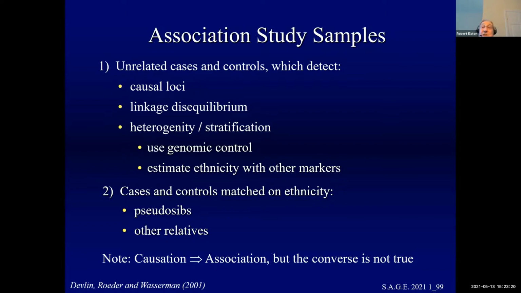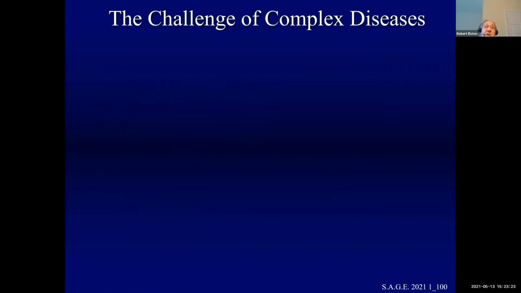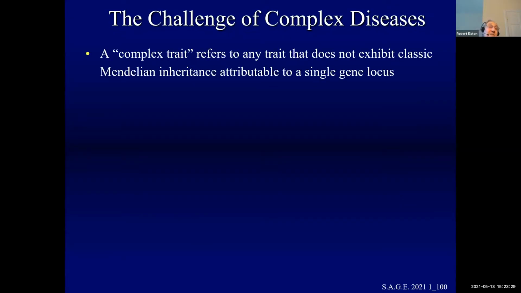So what's the challenge of complex diseases? Oh my, complex diseases. So what's a complex trait even? I had great difficulty finding out what that meant a long time ago. I was asked to give a talk about it. I said, I have no idea what a complex trait is, so I'll talk about, I think I called it, a multivariate trait. Anyway, the whole point about what people mean by a complex trait is that it refers to any trait that does not exhibit classic Mendelian inheritance attributable to a single gene locus. That's what people mean by it in genetics.